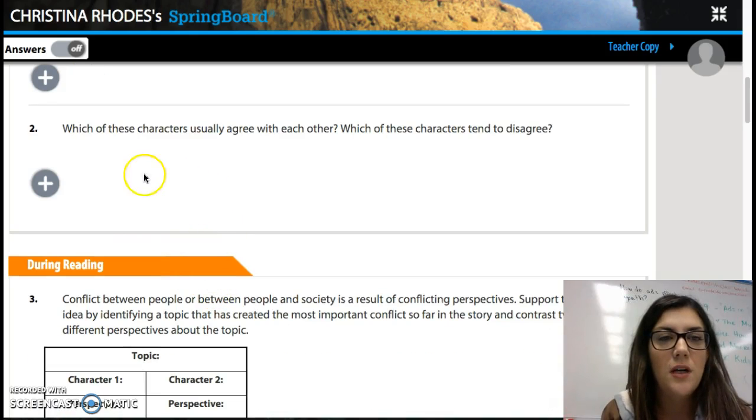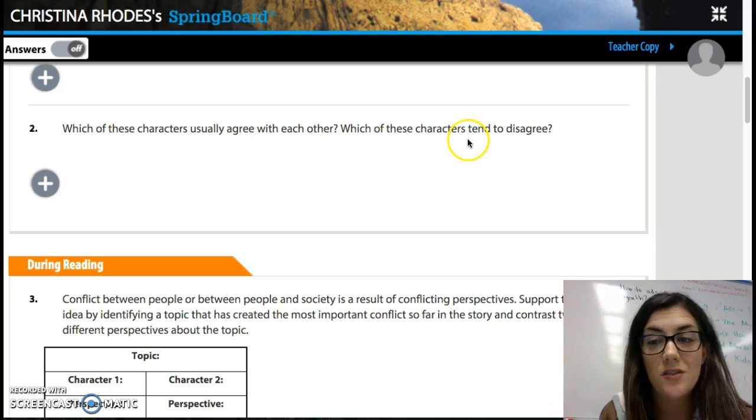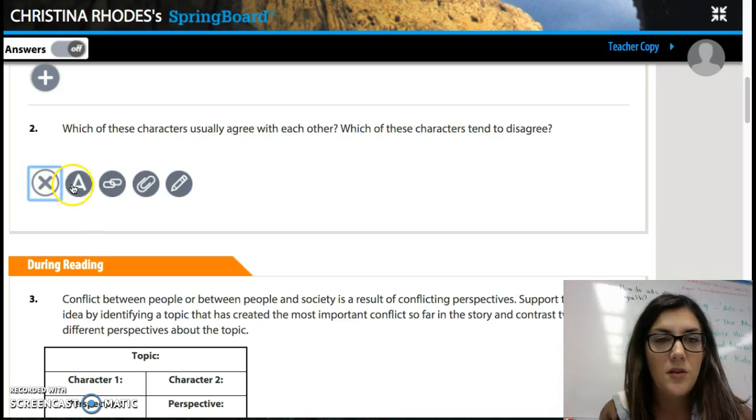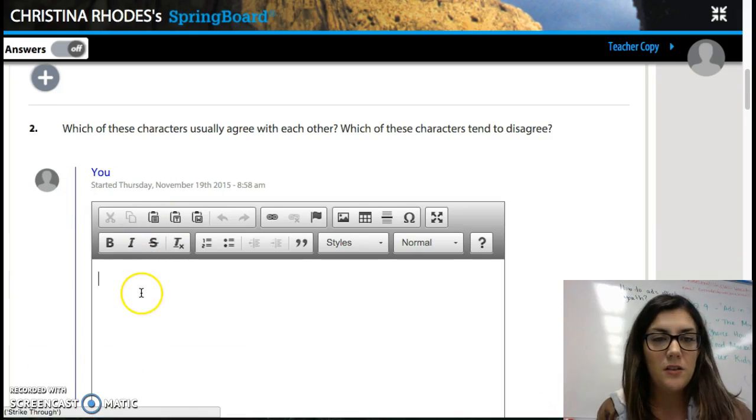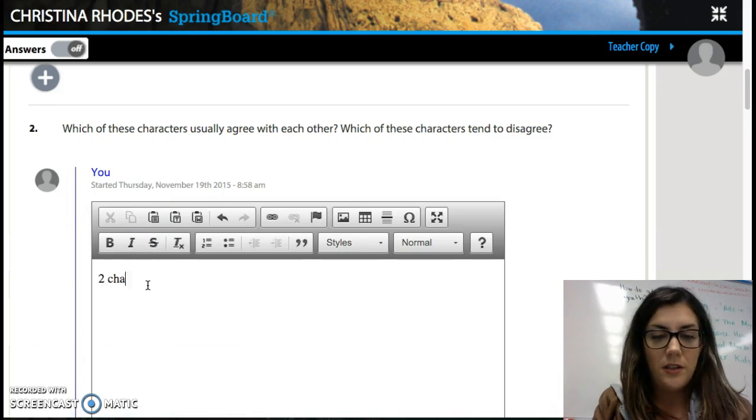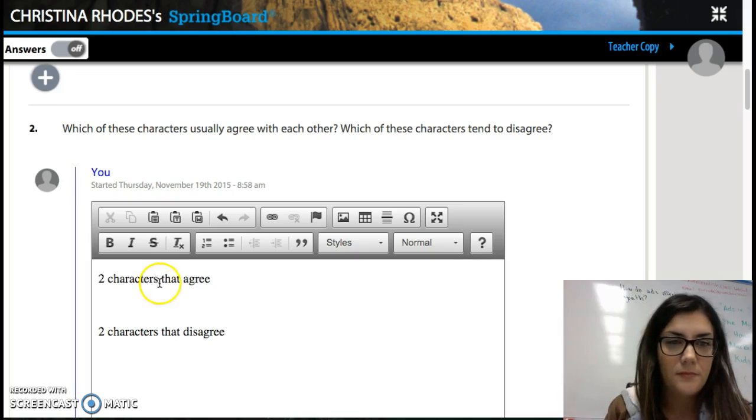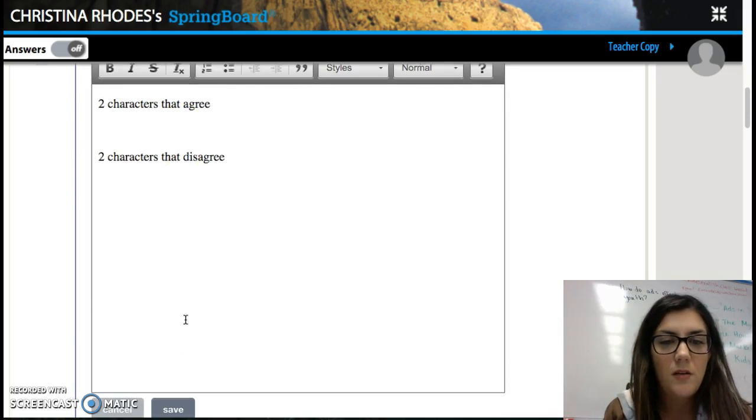Next, number 2. Which of these characters usually agree with each other? Which of these characters tend to disagree? So you're going to give me names of 2 characters. So 2 characters that agree, and then 2 characters that disagree. Go ahead and fill it out.